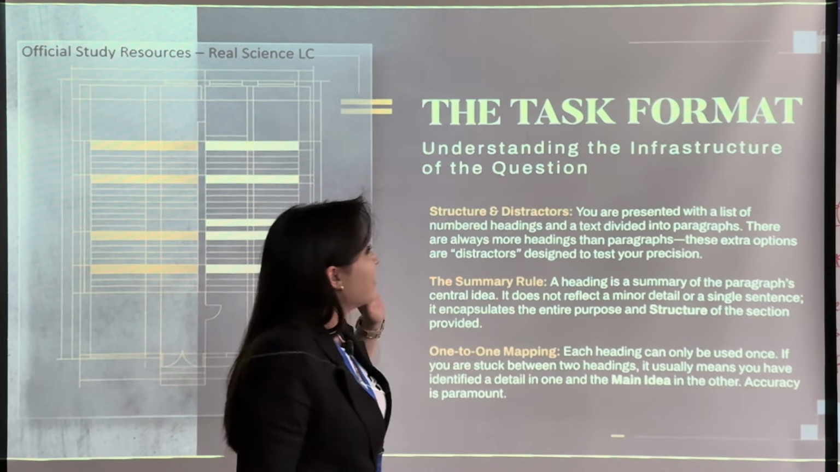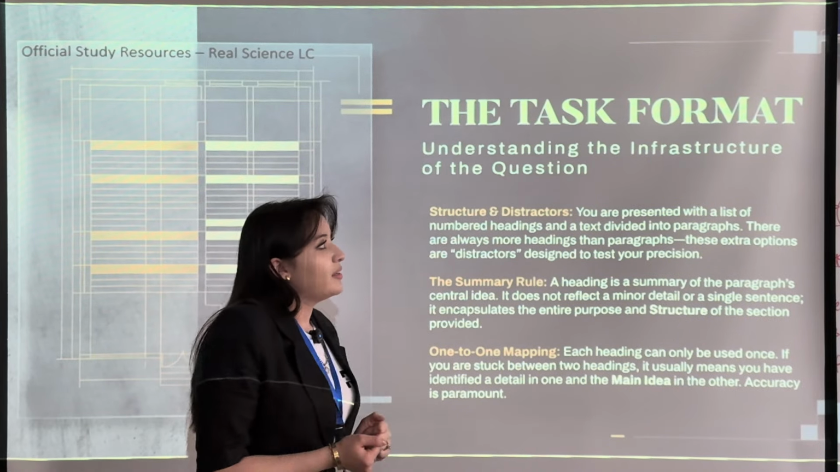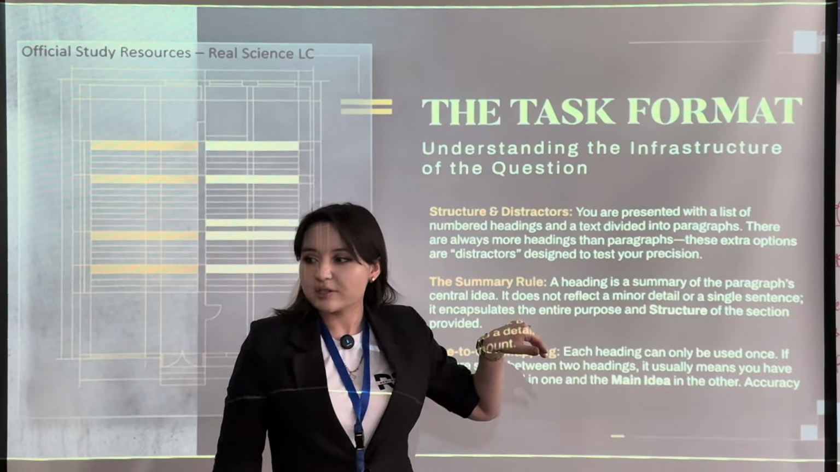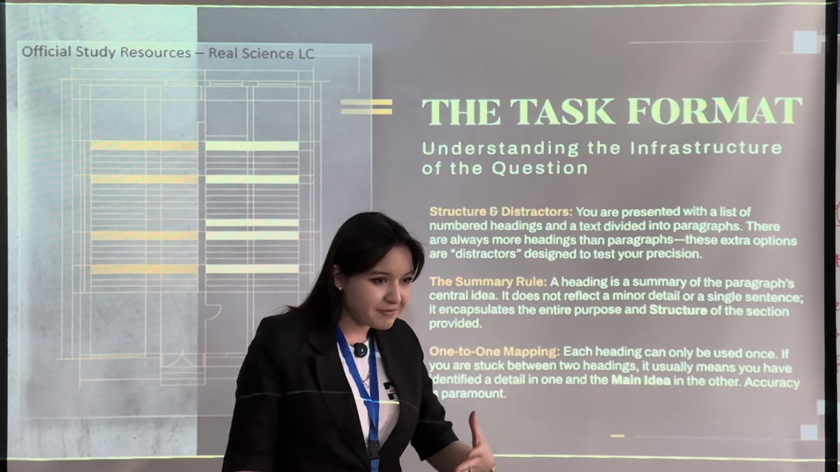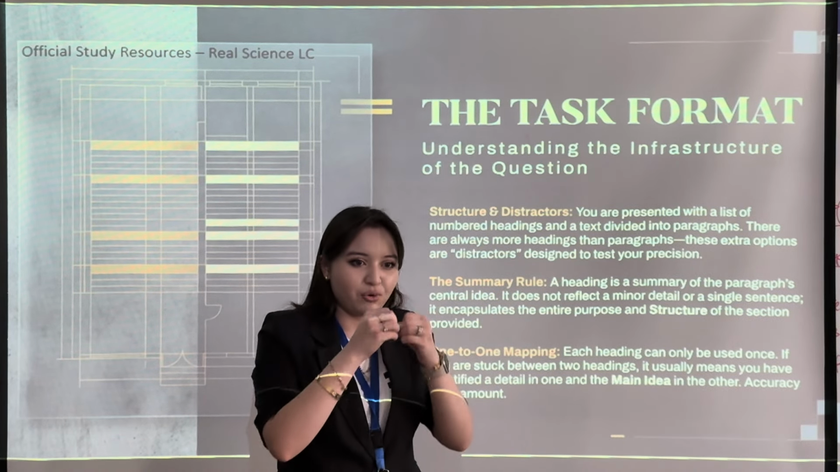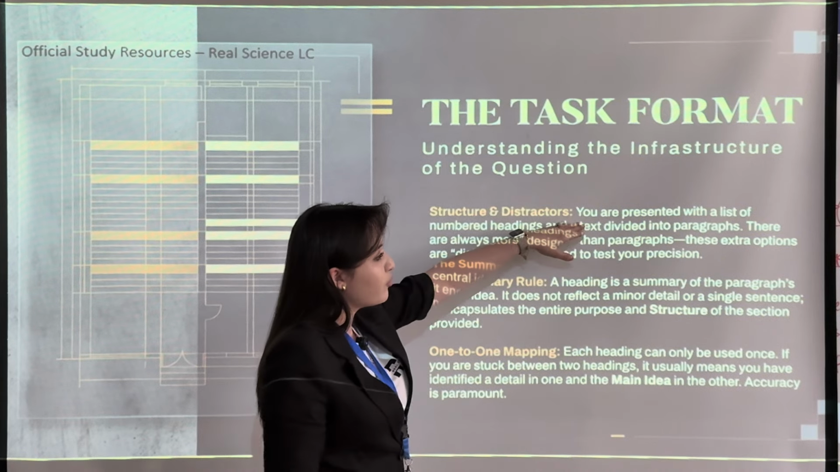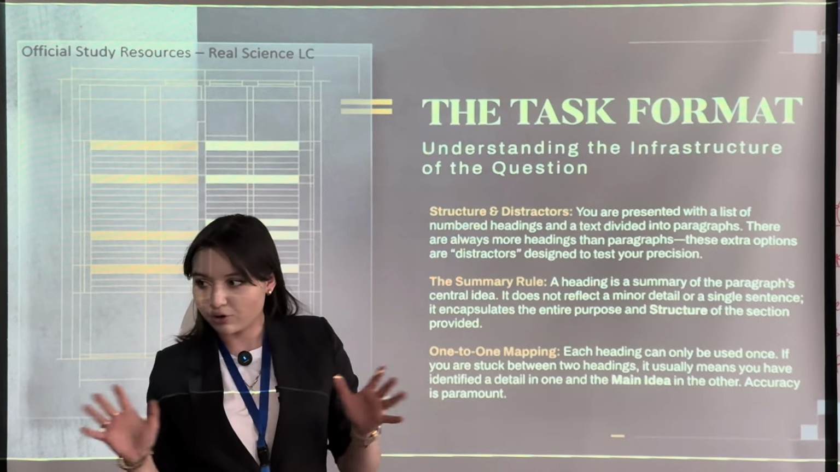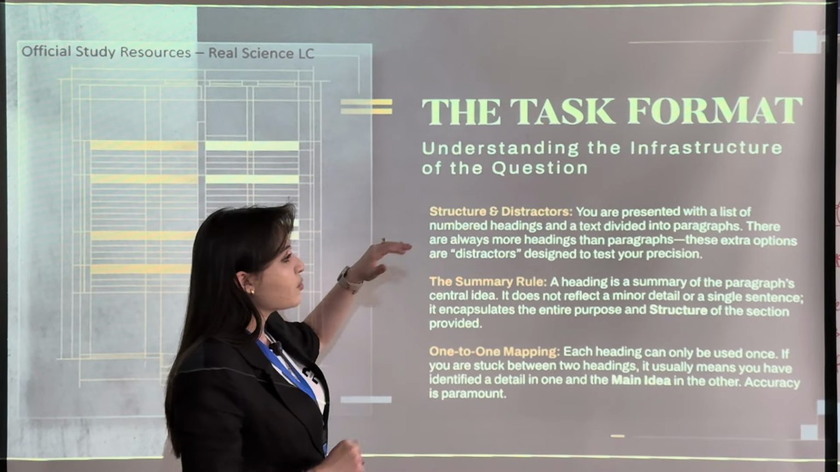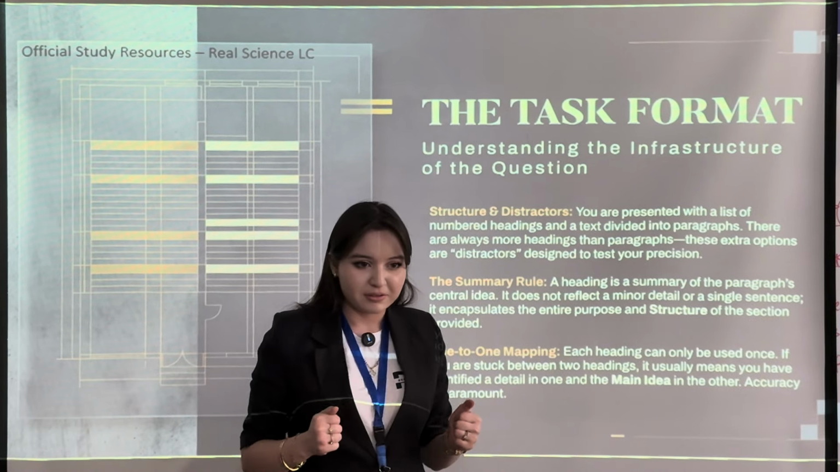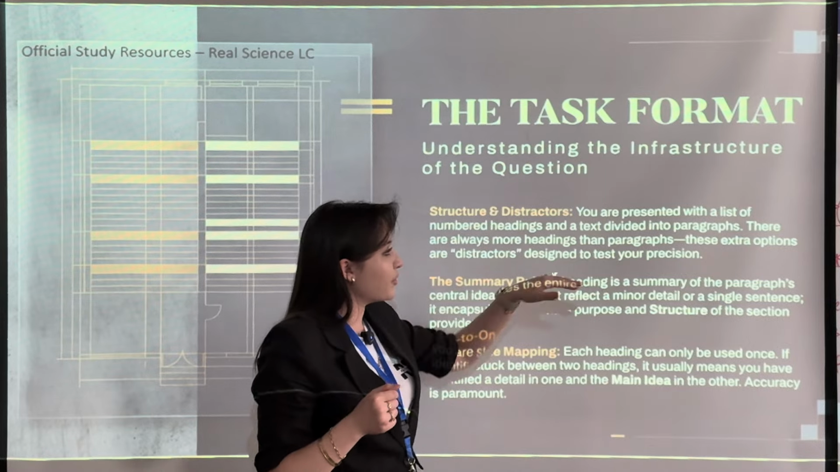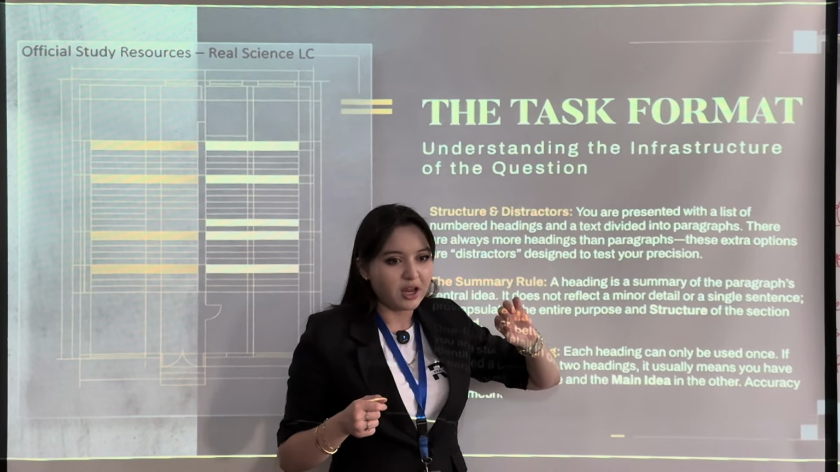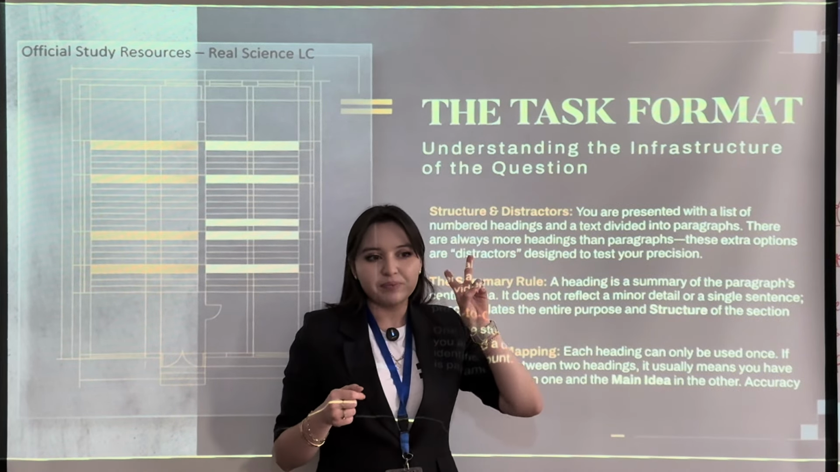Here it is. The task format: understanding the structure of the question. Structure and distractors. What does it mean? Distractors? The stuff that distracts, that takes our focus away from something, right? Okay, you are presented with a list of numbered headings and the text divided into some paragraphs. You already know it, right? There are always more headings than paragraphs. And this is going to be some distractor for you. These extra options are distractors designed to test your precision. So you will have 2 extra headings.